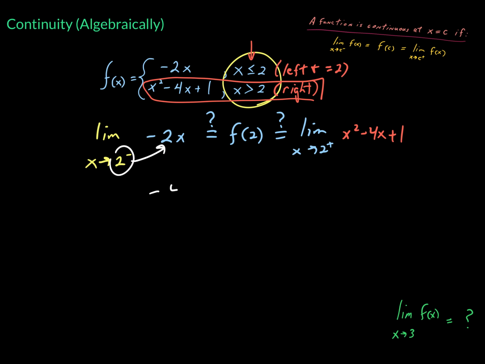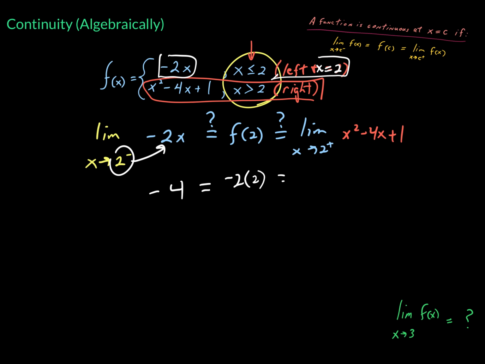You're going to get negative 4, right? 2 times negative 2. Well, does that equal f of 2? What's f of 2? Well, right here is what we use when x equals 2. So this is the function we use, so f of 2 would look like this, right.